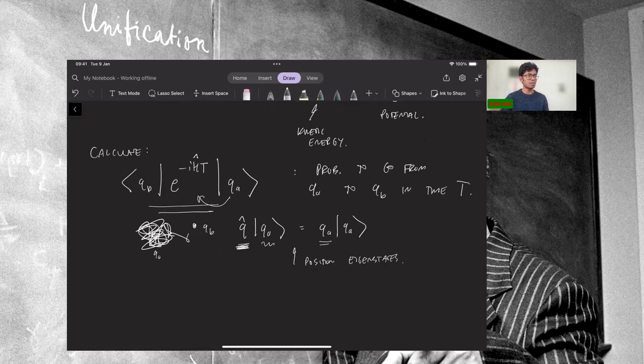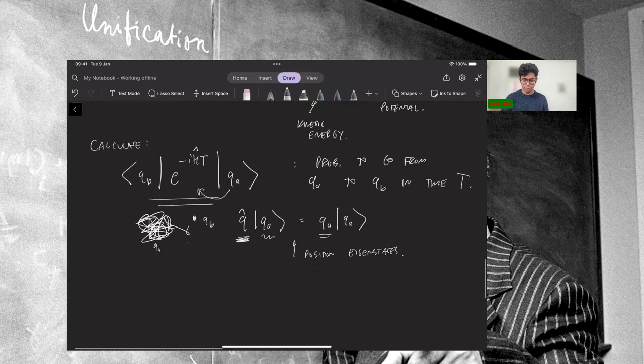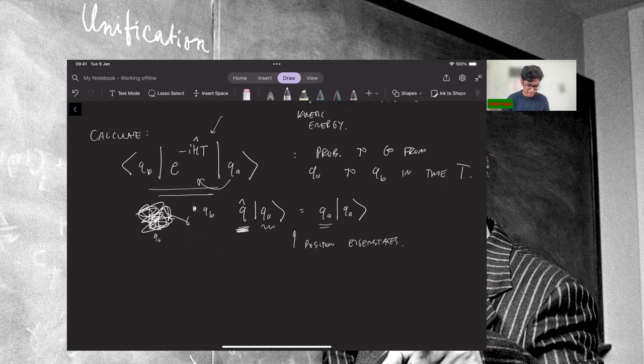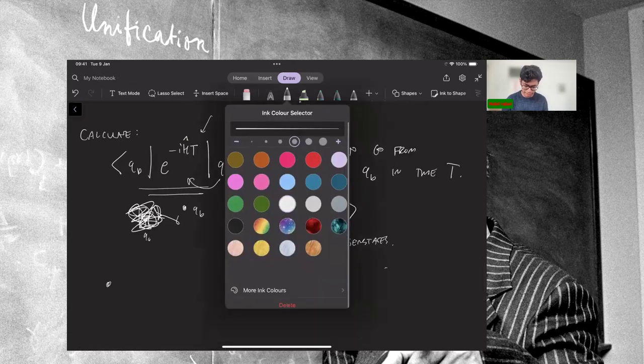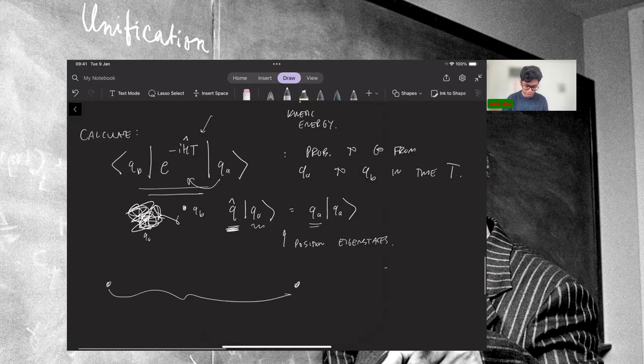So now I want to derive a formula for this using some fancy new techniques. Everyone knows how to calculate this: you can just use your normal quantum mechanics class, write down the Hamiltonian, take the exponential, and so on. But I want to find a cool formula for this. So the first thing I'm going to do is take my time interval t, and I'm going to start drawing it here.